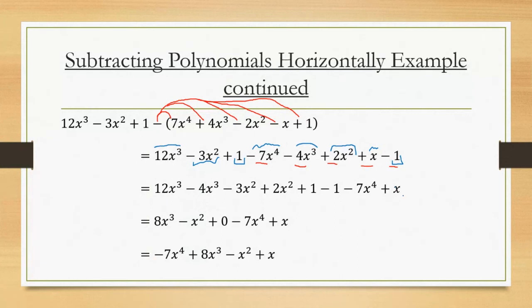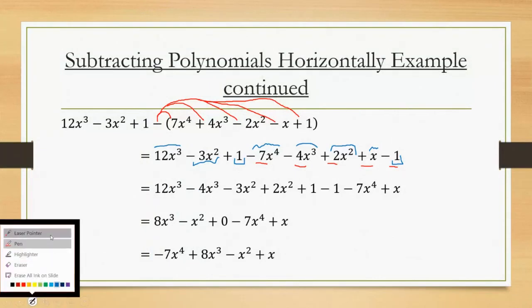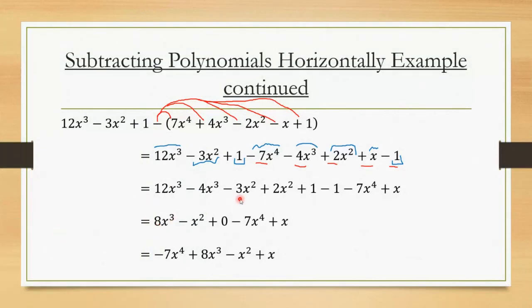Now we combine like terms, and we get 12x cubed minus 4x cubed. That gives us 8x cubed. Minus 3x squared plus 2x squared gives us minus x squared. 1 minus 1 is 0. Minus 7x to the 4 stays. Plus x also stays.